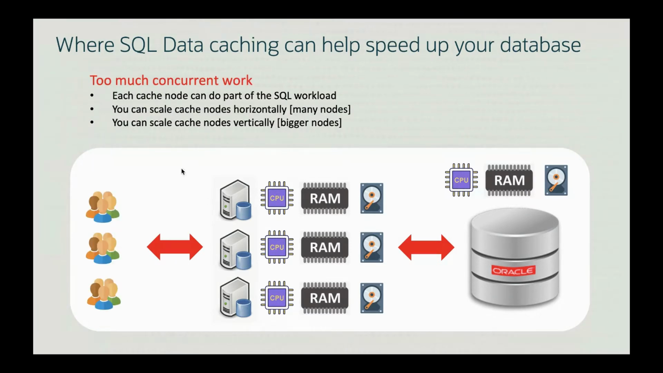Another scenario is when you have too much concurrent work. So that might be too many users or too many database connections connected to your system of record, usually your Oracle database. Once again, by using 1 or more compute nodes for your SQL data cache, you can use the resources of those compute nodes to speed up your cache, to make those queries, inserts, updates, deletes go faster.